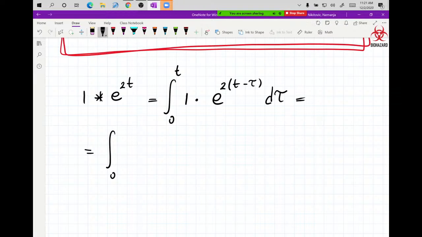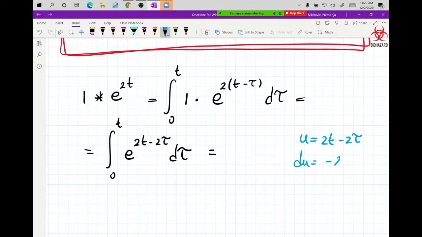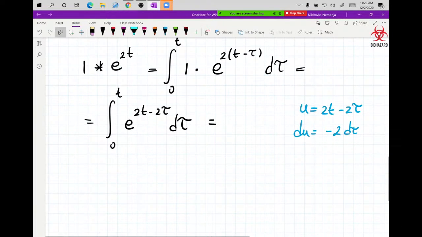This is a Calc 1 integral. It does have tau in it, but e to the 2t minus 2 tau d tau. And your u sub over here is 2t minus 2 tau, and you are supposed to find du, which is negative 2 d tau. Again, when you take the derivative of 2t in respect to tau, 2t is a constant in respect to tau, so it just dies, and the derivative of negative 2 tau is negative 2, and then d tau. So I don't have negative 2, which is very easy to fix.